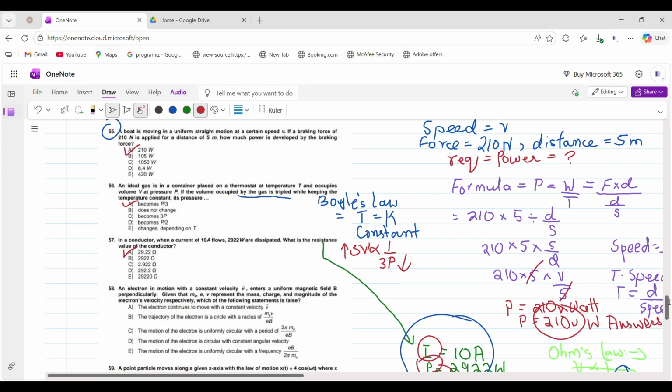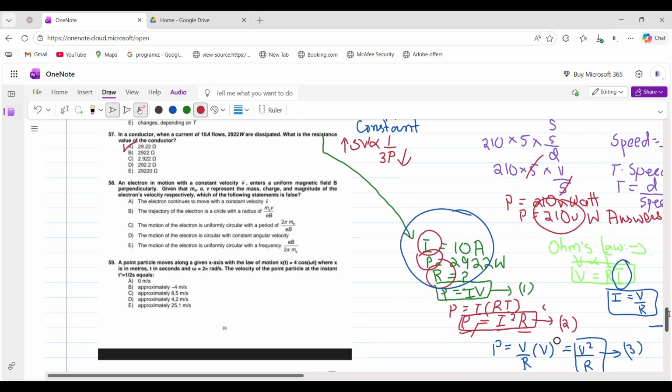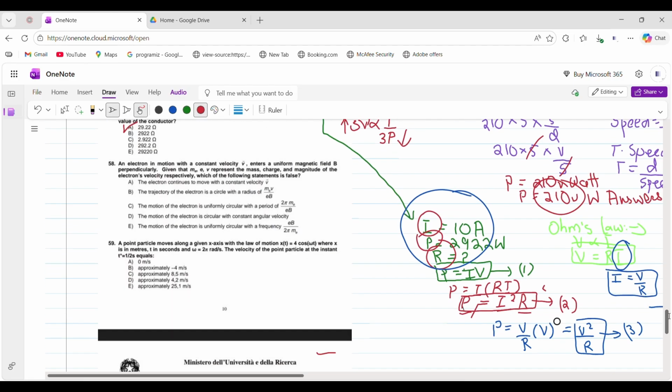Now let's solve our fourth question basically, which is 58th one. An electron in motion with a constant velocity enters a uniform magnetic field B perpendicularly. Given something's mass, charge, magnitude of electron's velocity respectively, which of the following statement is false? They are asking us which statement can be false. Okay, so basically this is again a very interesting question.